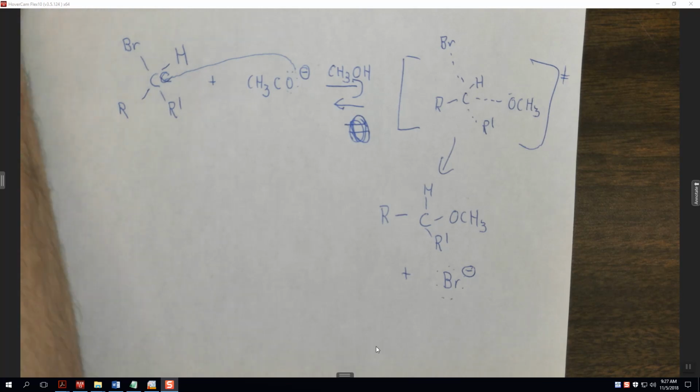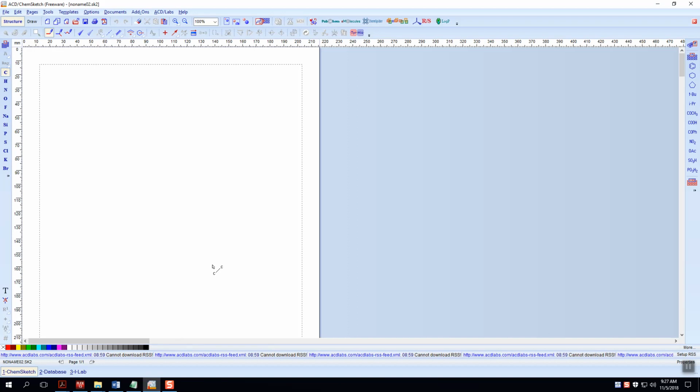So now I need to draw this in Chemdraw. To draw this in Chemdraw, or ChemSketch, I want to first open up a blank screen. And what I want to do is draw my carbon. And I want to draw first an R. Whoops, I didn't mean to do that. So I want to draw a carbon, and then bond it to an R. So I think if I do it like this, it will work out better.